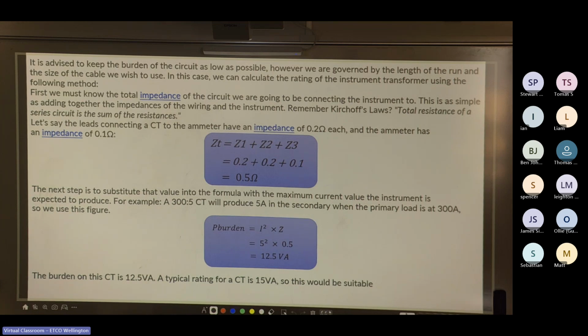A typical rating for a CT is 15 VA. So this would be suitable.